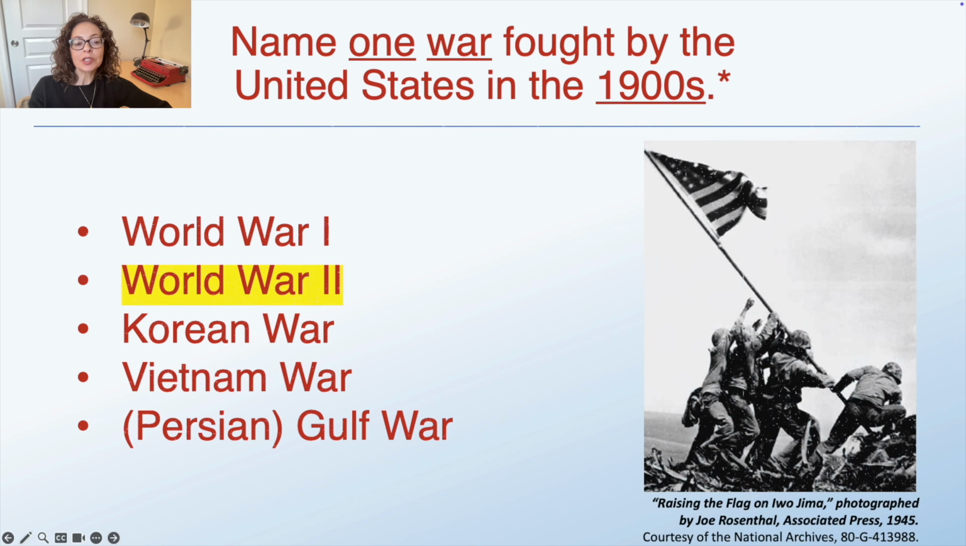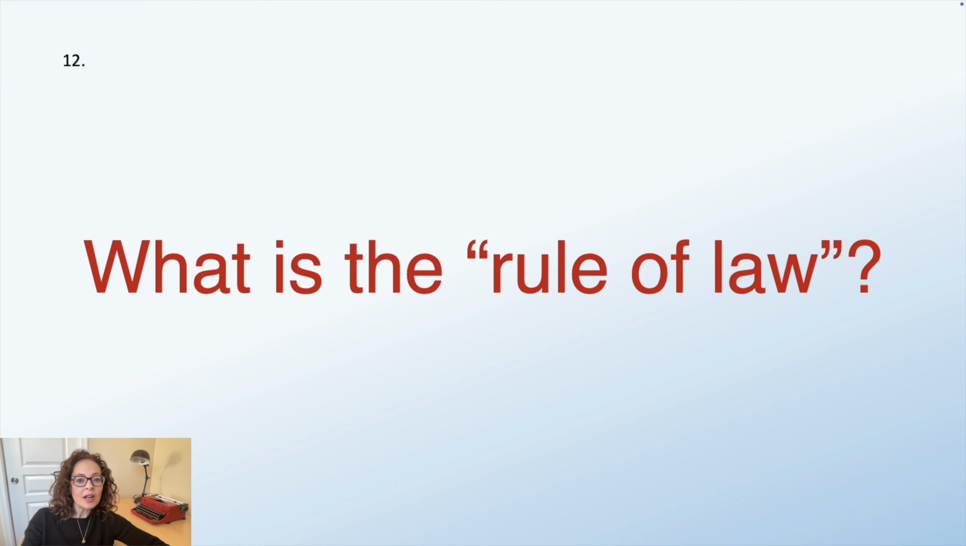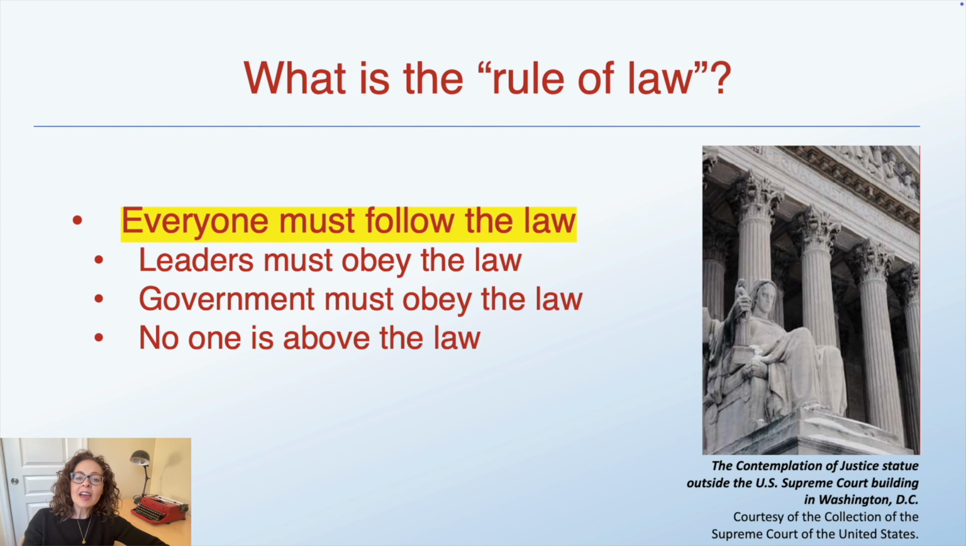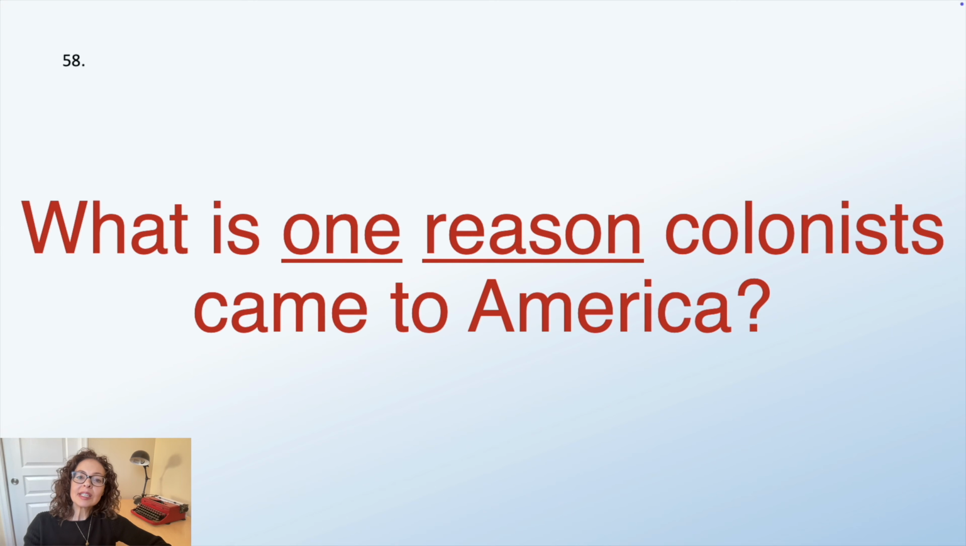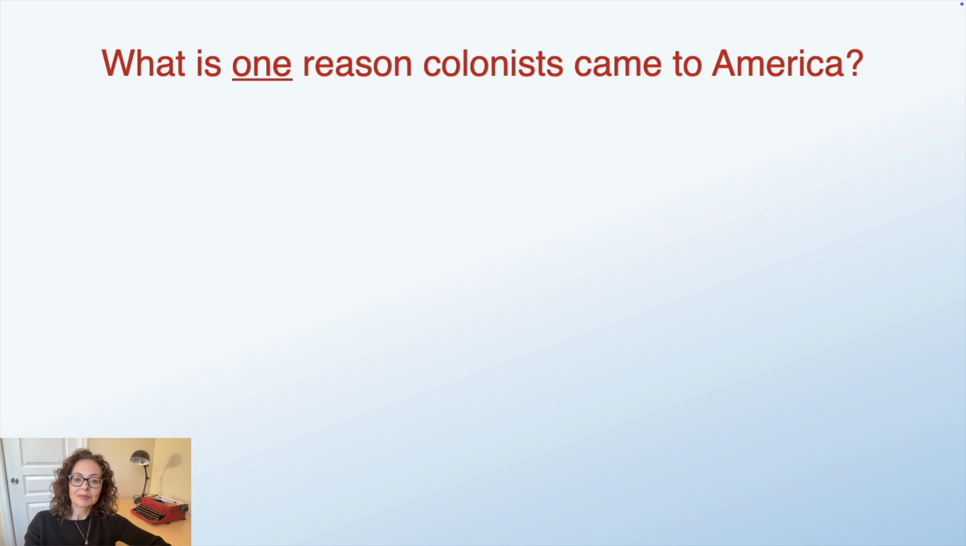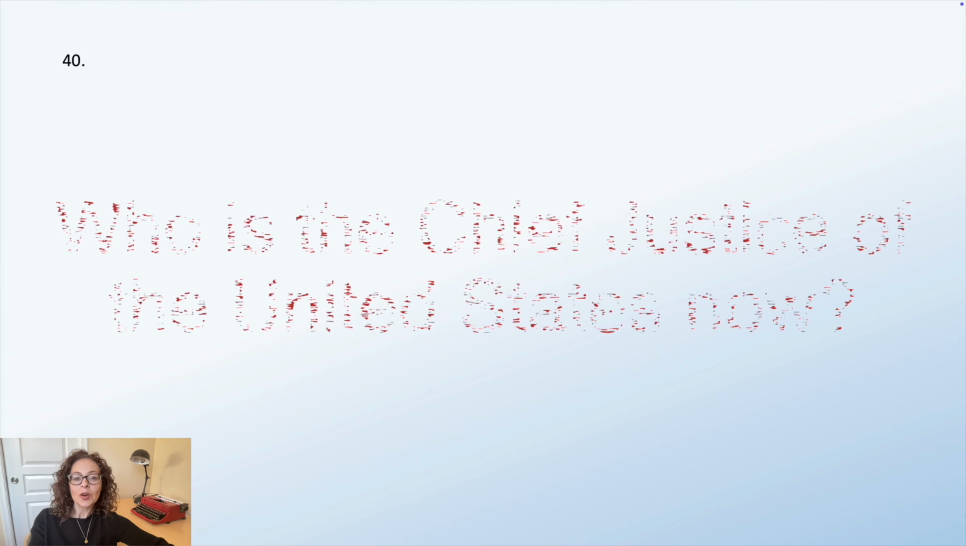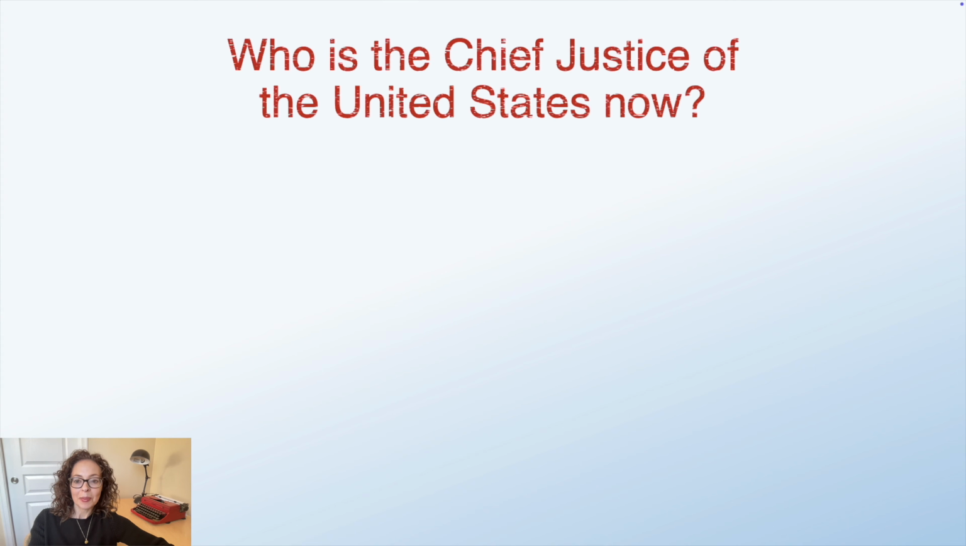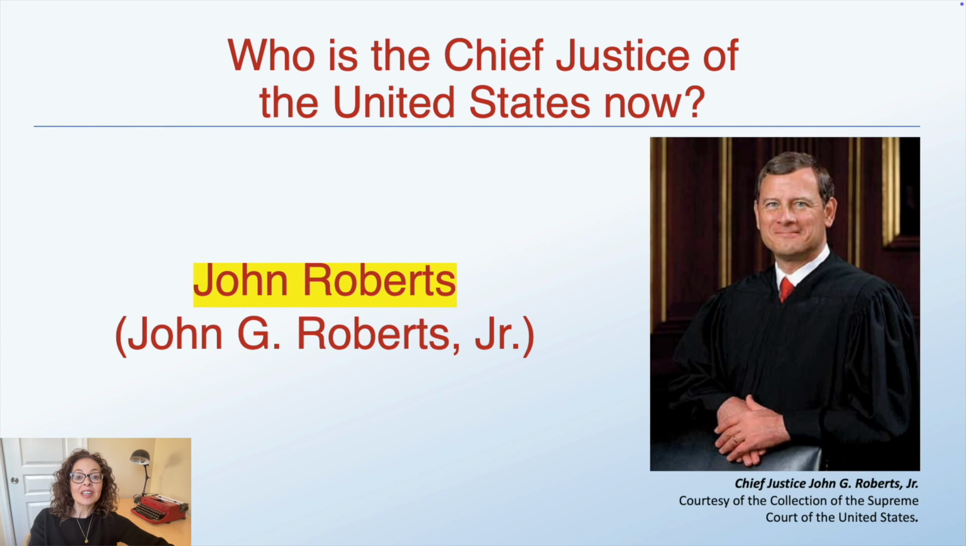In the 1900s, World War II. What is the rule of law? The rule of law means everyone must follow the law. What is one reason colonists came to America? For freedom. Who is the Chief Justice of the United States now? The Chief Justice is John Roberts.